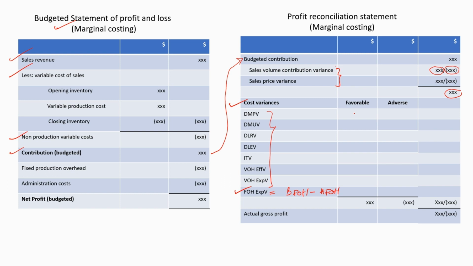If the variances are favorable, we add to this column. If the variances are adverse, we add to this column. Finally, we add all of these values and calculate the total favorable and the total adverse value, and then add these two values in order to arrive at the total variance value, which can be a positive value or a negative value. Finally, we adjust the adjusted budgeted contribution by this value. So we can arrive at the actual profit.